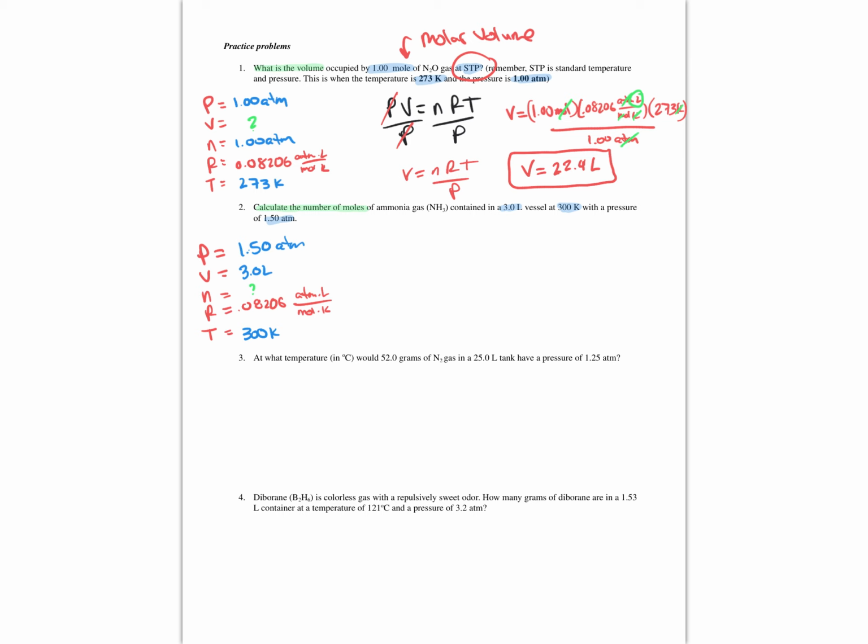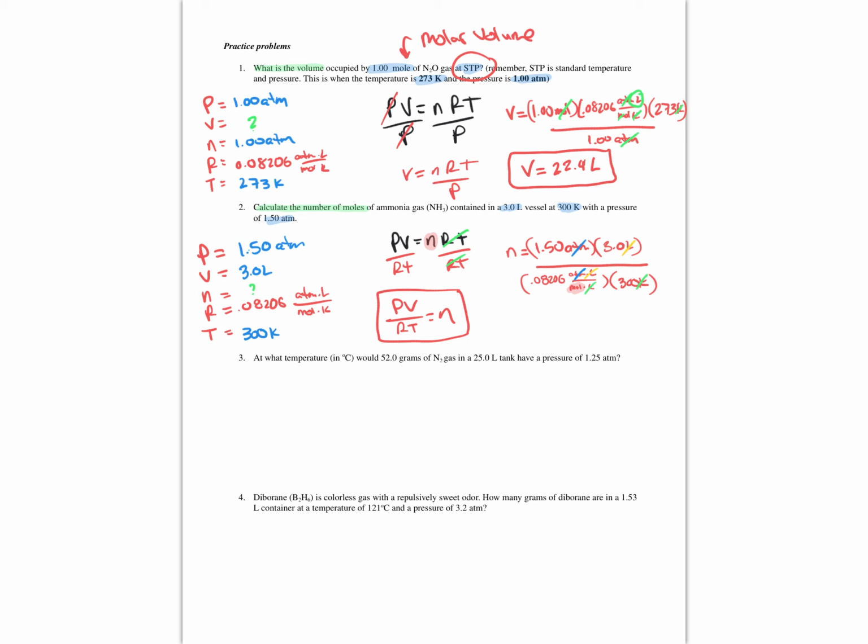I'm going to use PV equals nRT again, but now I'm going to rearrange it to solve for n, which will be PV over RT equals n. I put in my values and I solve. Again, my work shows that I'm left with only the unit of moles, and my answer is 0.18 mole of NH3, ammonia.